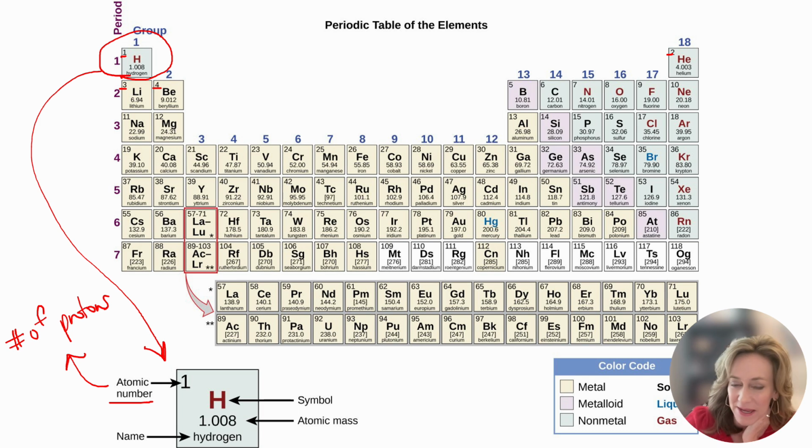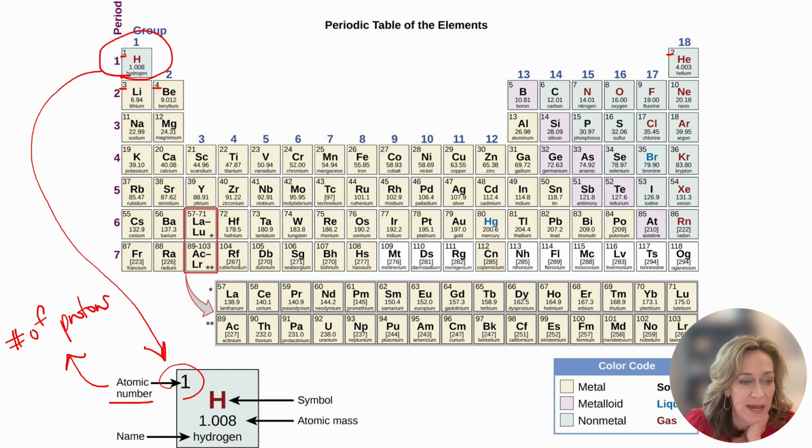pause your video, jot down what do you know about protons, and then come back. All right, so protons are the positively charged subatomic particle, right? We have a couple. We have protons, we have electrons, and we have neutrons. So the atomic number tells us the number of protons. So that means all atoms of hydrogen have 1 proton, right? If it has 2 protons, it's not hydrogen, it's helium, okay?